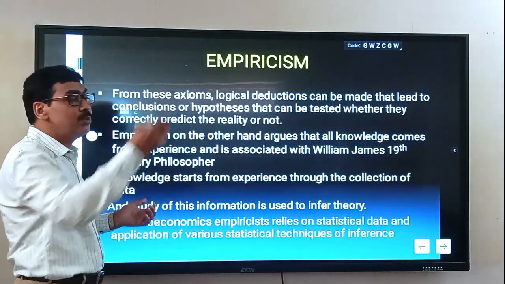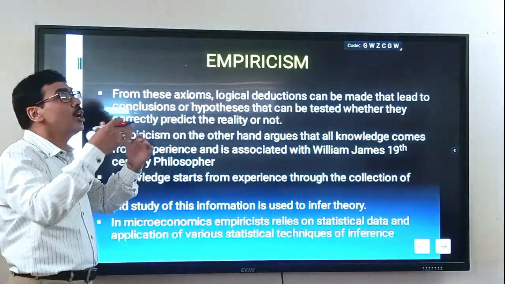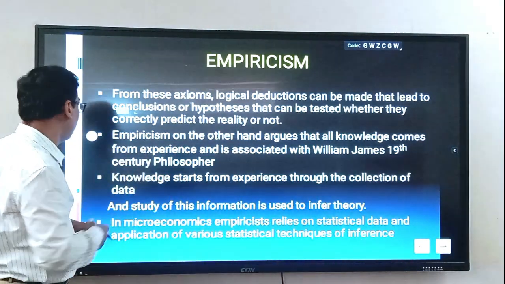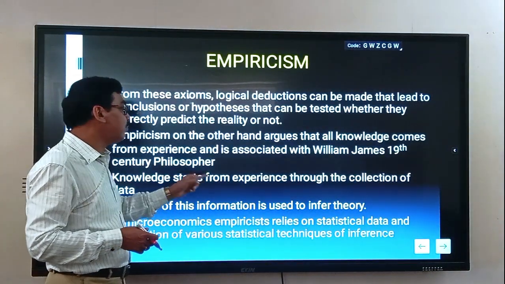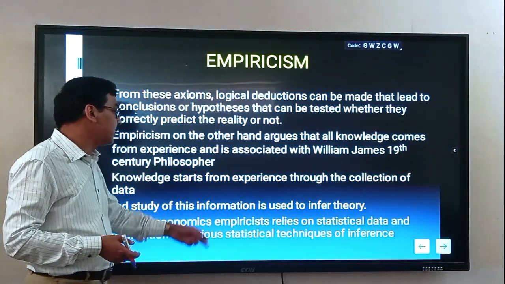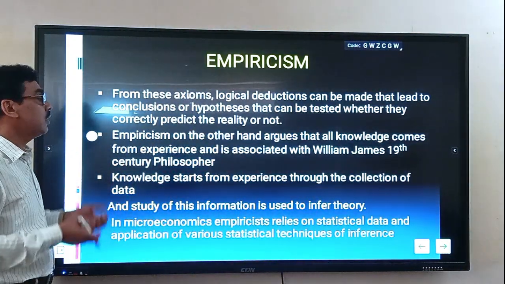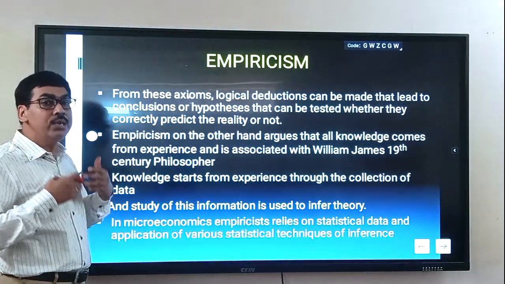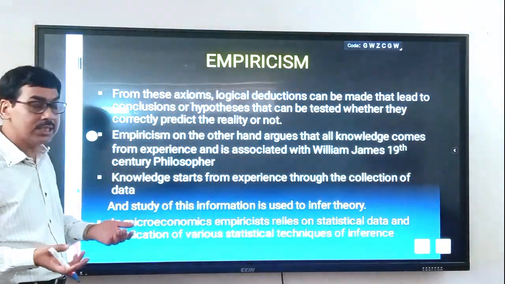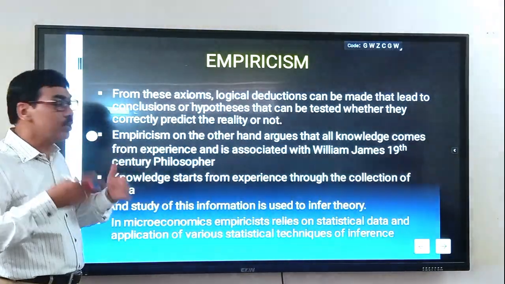We know that the sun rises in the east and sets in the west. So this is the observed phenomenon for which we collect the data and we prove that this statement is true. Similarly, the study of this information is used to infer the theory. We predict, we forecast the theory. In microeconomics, empiricists rely on statistical data. That is the reason why economists now are using a lot of statistical data and applications of various statistical techniques of inference to predict their theories, or to test their axioms in an approximately correct manner.